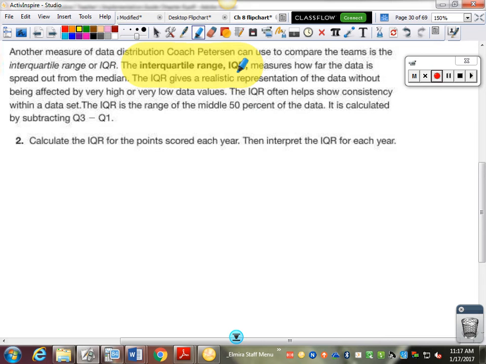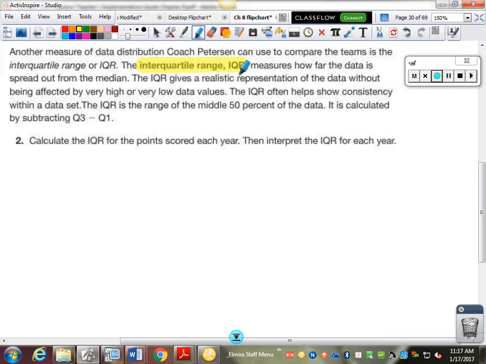Interquartile range, also known as the IQR. What it does is it measures how far the data is spread from the median. It gives a realistic representation of the data without being affected by very high or very low data. It's kind of like if you just want to look at the middle set of data for your prediction purposes. How far apart is just that?